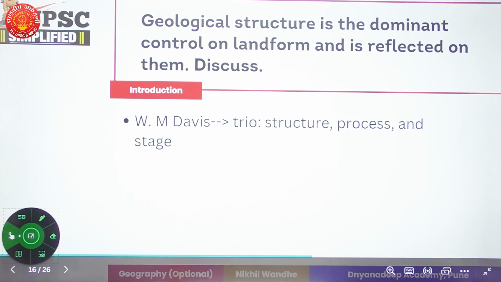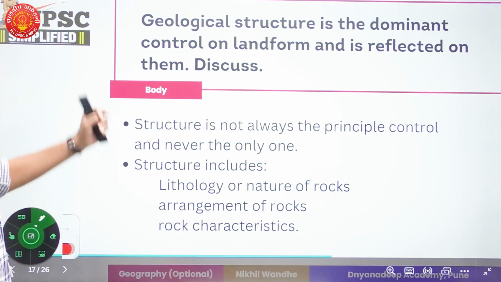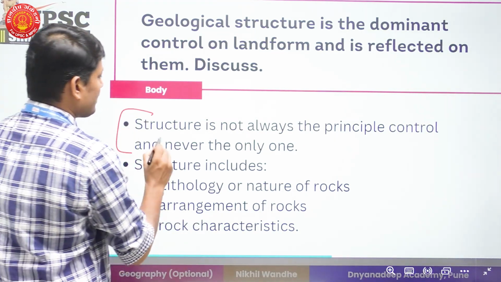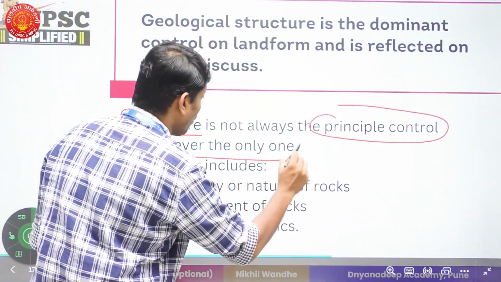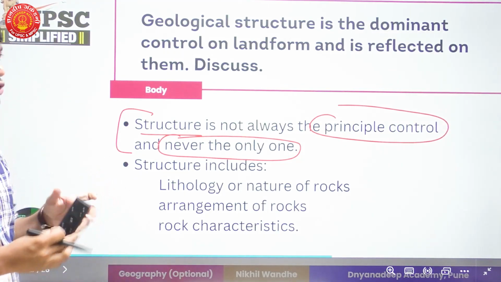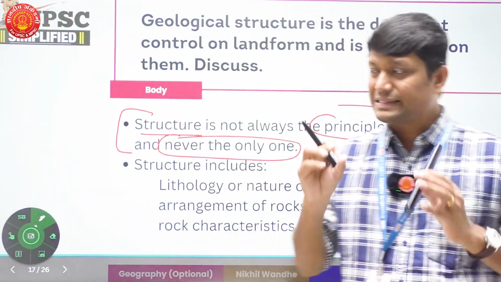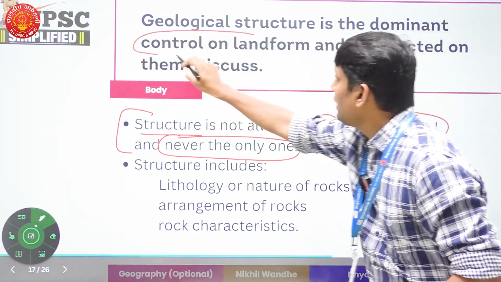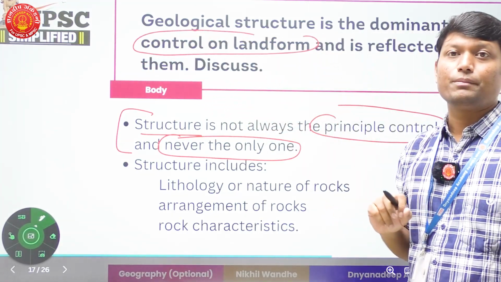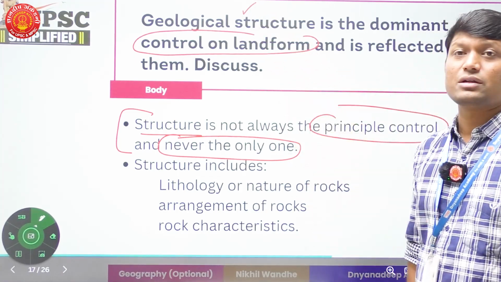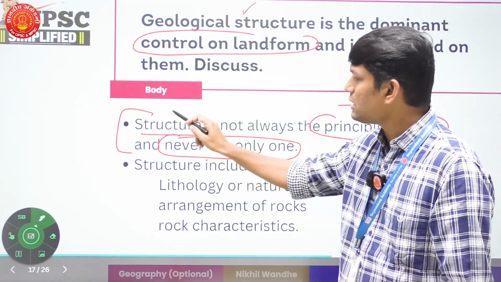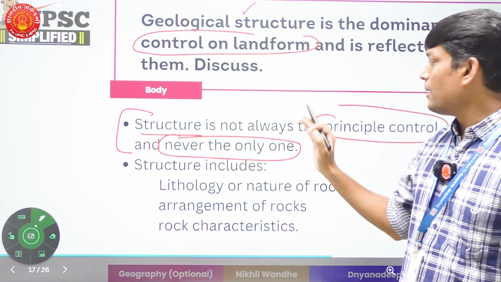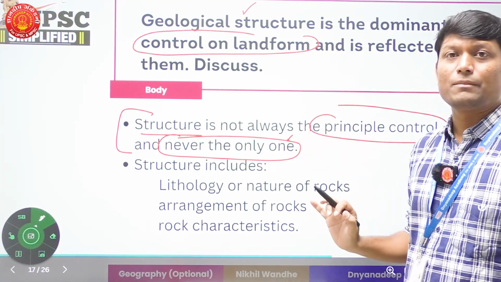Now, let us jump onto the body. In the body, I am saying that structure is not always the principal control and never the only one. Whatever geological structure is there, that is certainly going to control the landform formation. That is true. But do we have only geological structure which is responsible for landform formation? No. And that is what I am trying to say in the body. Geological structure is there, true, but it is not the only one.